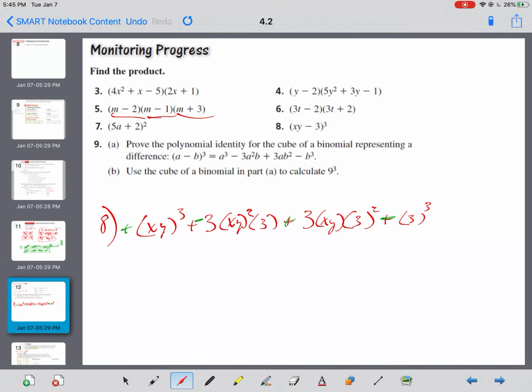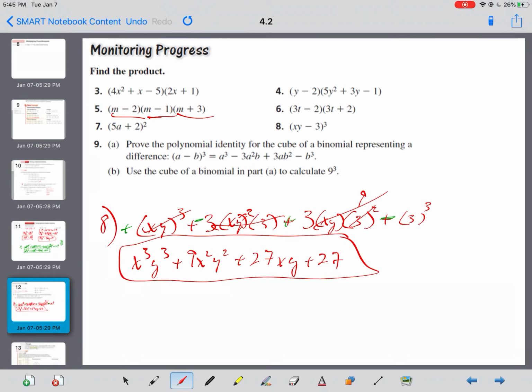Gotta watch that, okay? The other thing you can do to not have to watch that is just make them all plus, but whenever you pull that number out of the parenthesis, you just take the sign with it. Instead of putting in 3 here, I'd put in negative 3, and then you don't have to remember the pattern at all. That's kind of a good way to do it. X cubed, y cubed. Got it. 3 times 3 is 9. Distribute that in, x squared, y squared. 3 squared is a 9. 9 times 3 is 27, xy. Got that, got that. 3 cubed is 27. Boom.